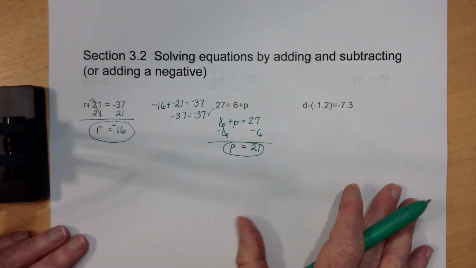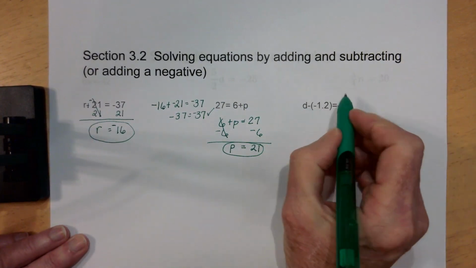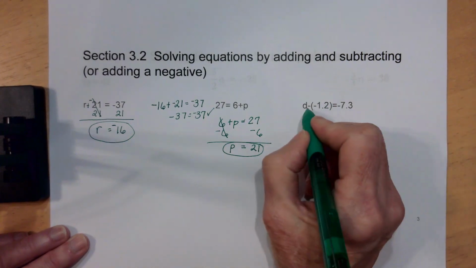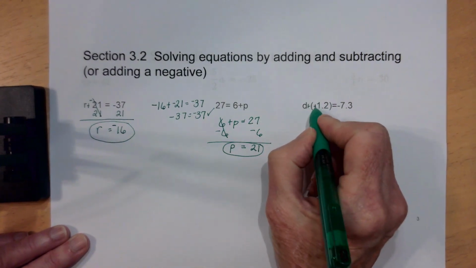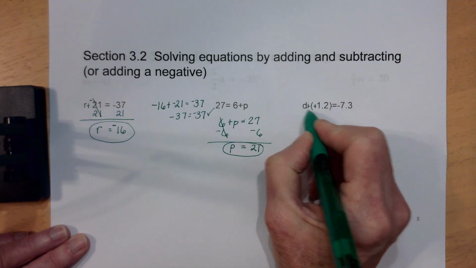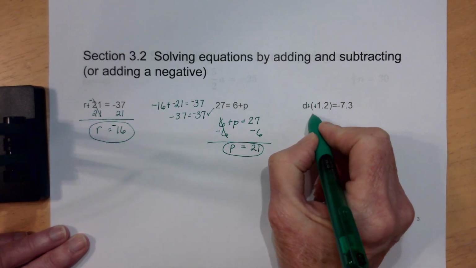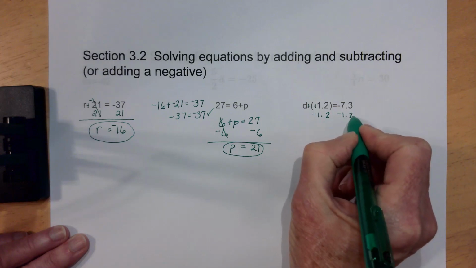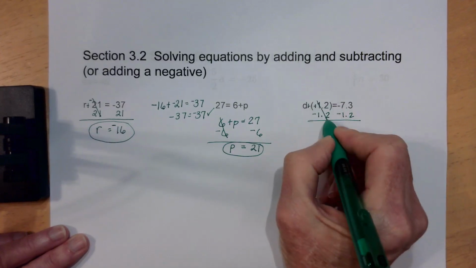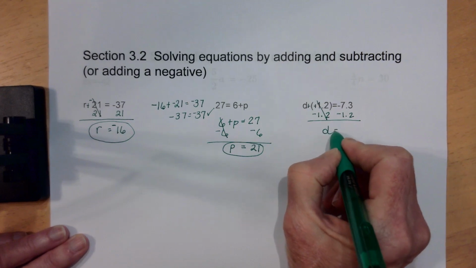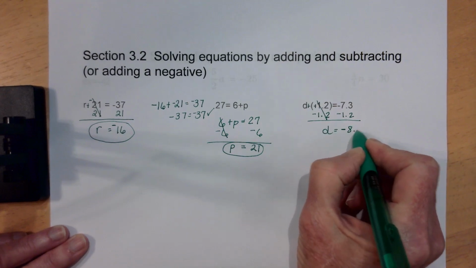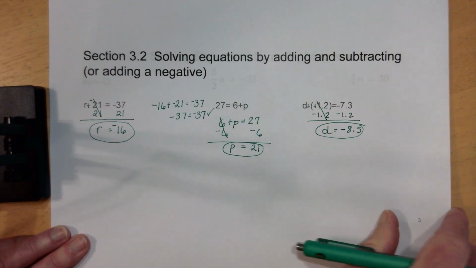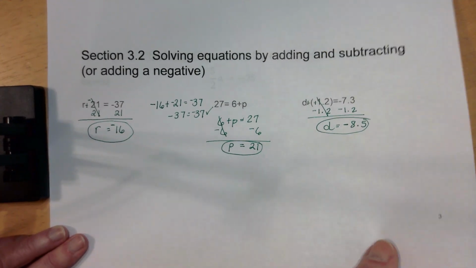All right, you have d minus a negative 1.2 equals a negative 7.3, so I'm going to add the opposite of the second number. So I now have d plus 1.2, so I want to add a negative 1.2 to both sides. So I have d equals negative 8.5. And again, if you want to check them, you just plug them back into the equation.